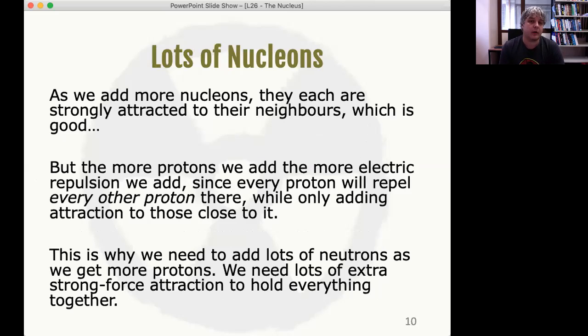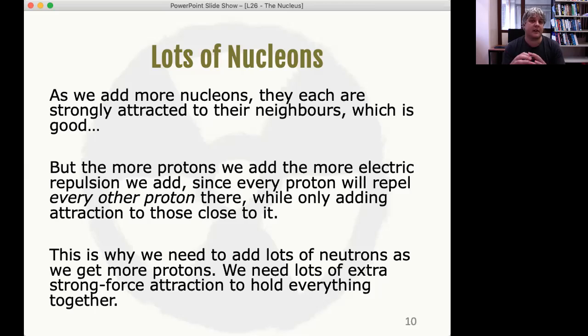As we add more nucleons though, they are each strongly attracted to their neighbors, which is great, but every time we add a proton, it's only attracting its nearest neighbors, only the ones within a couple of femtometers. And that's the nearest 1, maybe 2 nucleons on each side. If you add it to a big nucleus, there are protons throughout the whole nucleus that are all going to be repelled. Remember, that electric force drops off, it gets a bit weaker, but it's still there and it's still very much significant right across the distance of a whole nucleus.